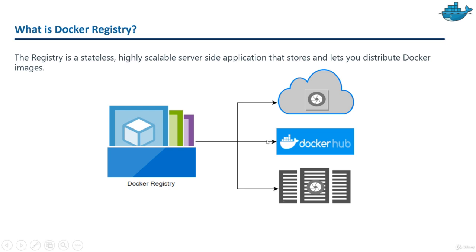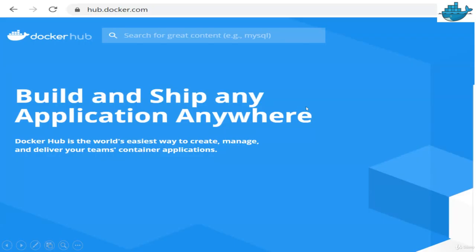The second one is Docker Hub, which is widely used for both public and private registries, and where you can get its features. And the third one is a public cloud registry. If you use Docker Hub, you get both public and private repositories.